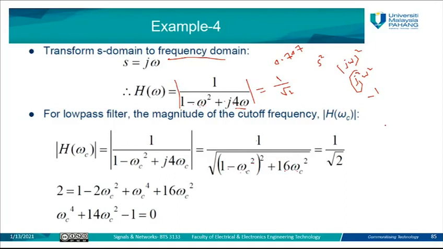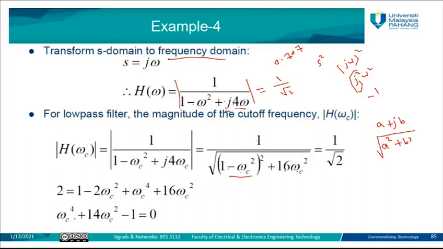This is like a complex number a plus jb. If you want to find the magnitude, it is the square root of a square plus b square. The angle will be tan inverse of b over a. So in this case, we have this real part and this imaginary part after the j, all equivalent to 1 over square root of 2. We solve this equation here.